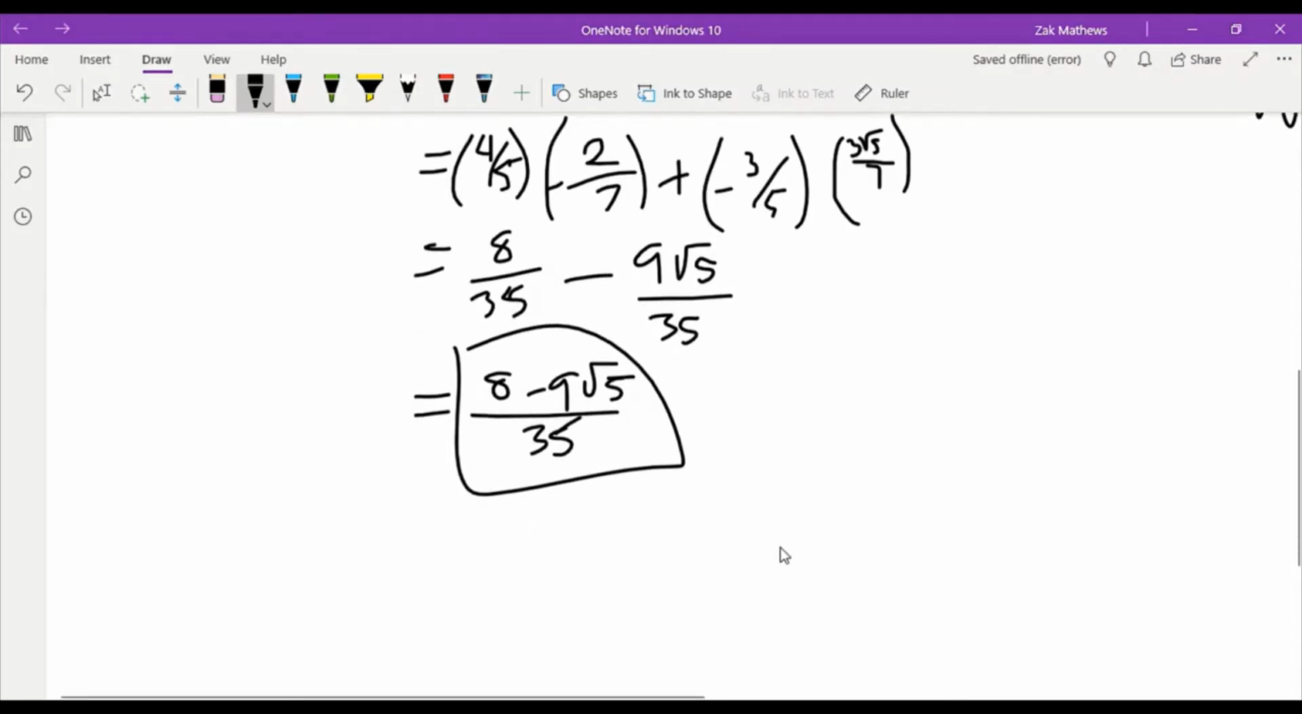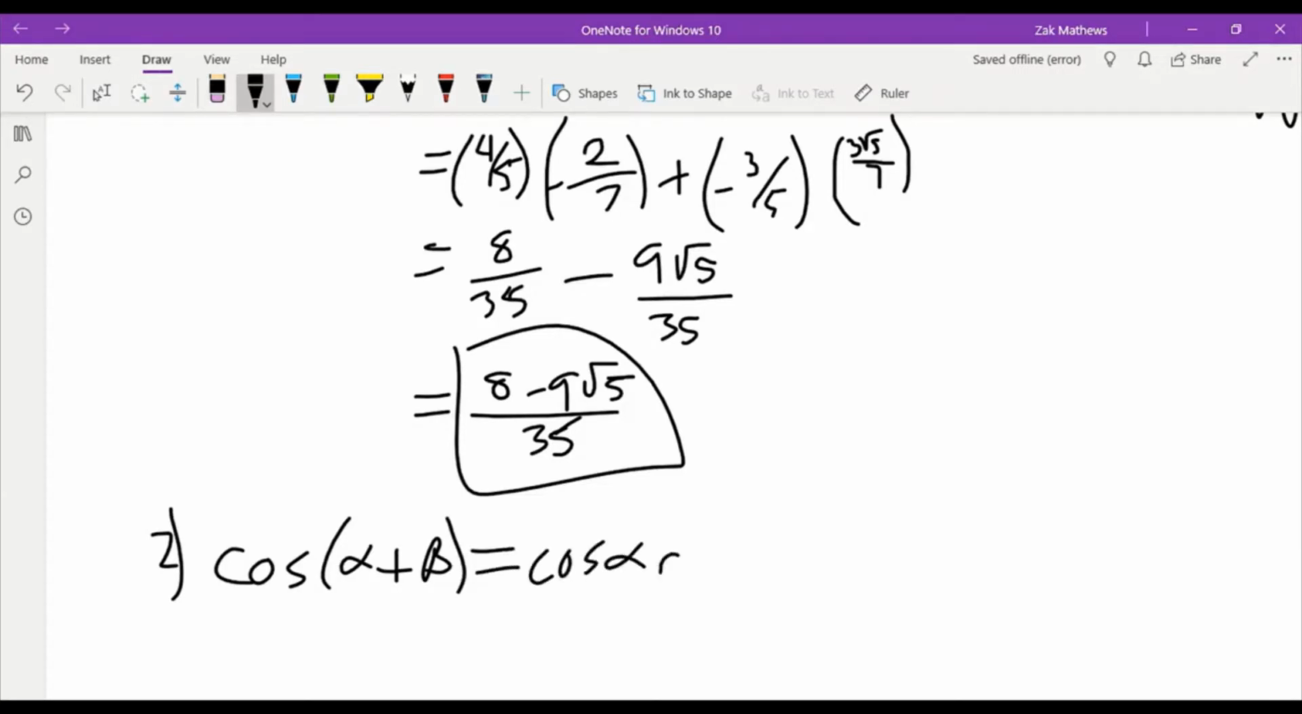So I could do the same thing for cosine. I could do the same thing for tangent. Let's do cosine real quick. Cosine of alpha plus beta. So here we're going to have cosine alpha, cosine beta, minus sine alpha, sine beta.